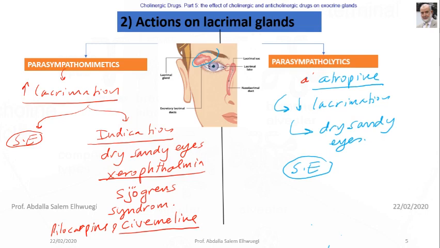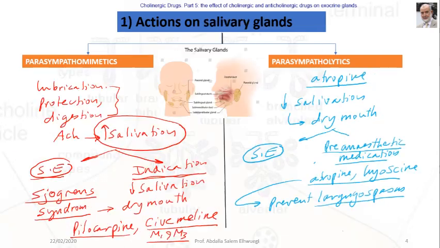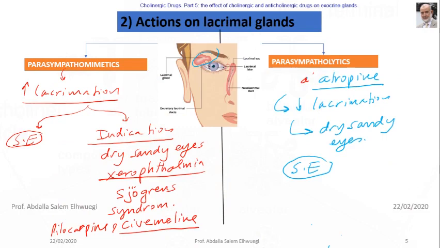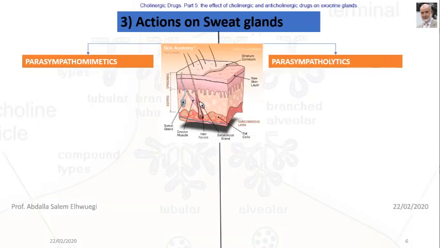Okay, now, so acetylcholine drugs increase lacrimation. It has clinical application in treatment of xerophthalmia. And atropine-like drugs decrease lacrimation and produce dry, sandy eyes, and these are side effects and they have no clinical application.